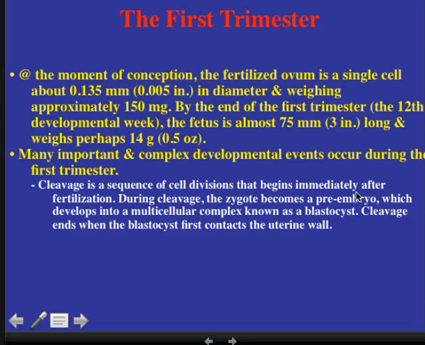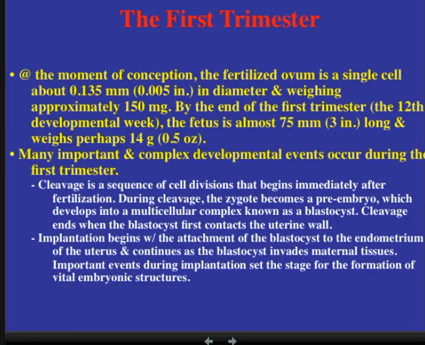Cleavage is a sequence of cell divisions that begins immediately after fertilization, and during this time the zygote becomes a preembryo, which develops into a multicellular complex called a blastocyst. Cleavage ends when the blastocyst first contacts the uterine wall. Implantation begins with the attachment of the blastocyst to the endometrium of the uterus, and it continues as the blastocyst invades the maternal tissue. Important events during implantation set the stage for the formation of vital embryonic structures.